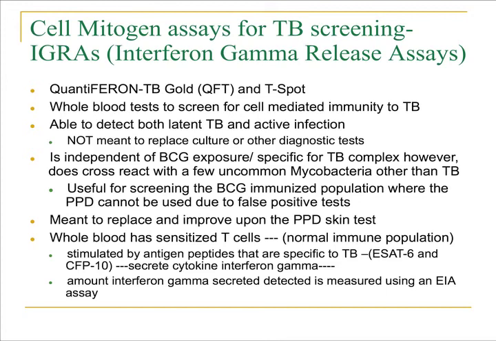The whole blood has sensitized T cells to TB, of course, and in the normal immune population, it can be stimulated by antigen peptides that are specific to TB, such as ESAT6 and CFP10. Then it secretes the cytokine interferon gamma. The amount of interferon gamma secreted is detected by the EIA assay.